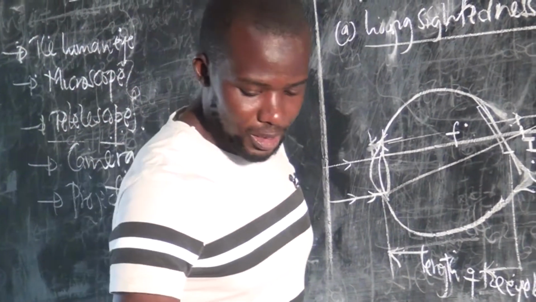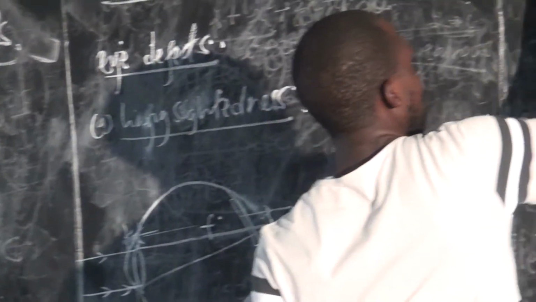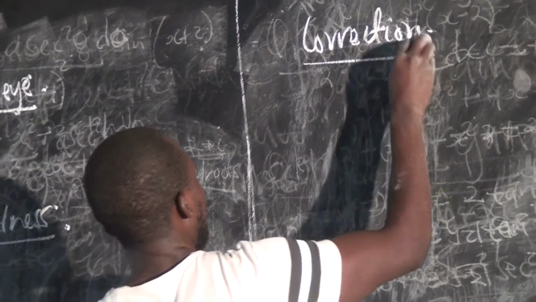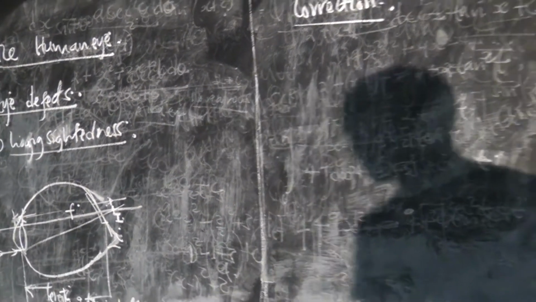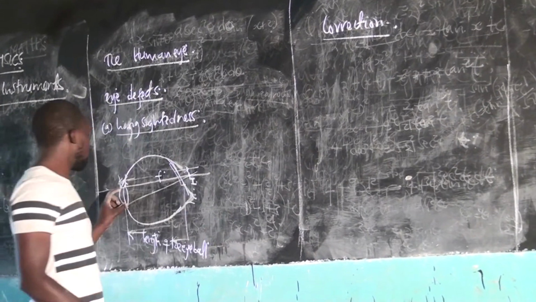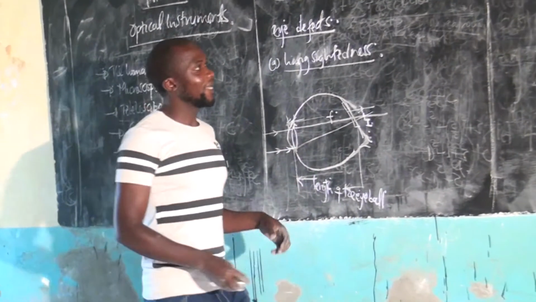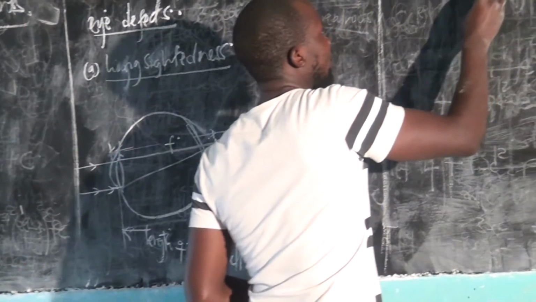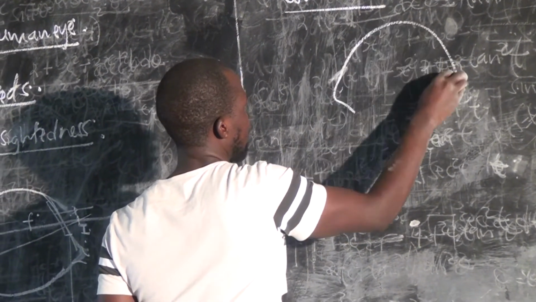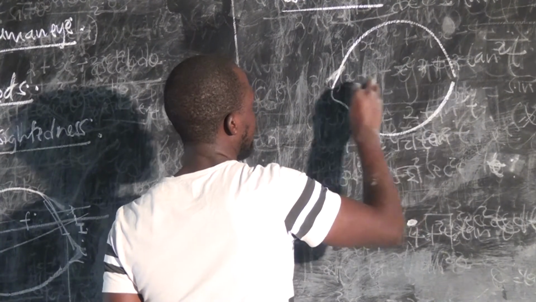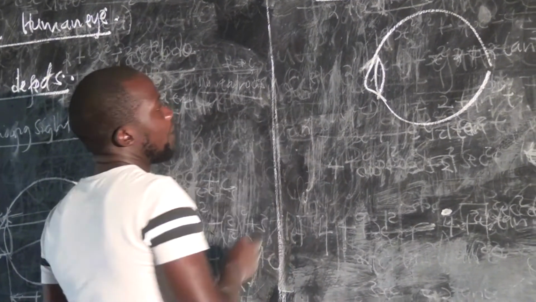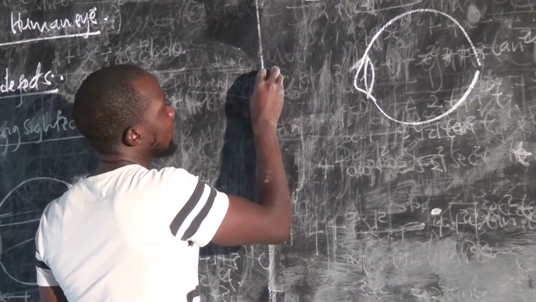How can we correct this defect in people's eyes? If I wanted to remove this defect, I need to bring in some other lens. This is the eye, and this is the lens. I'm correcting light from infinity.